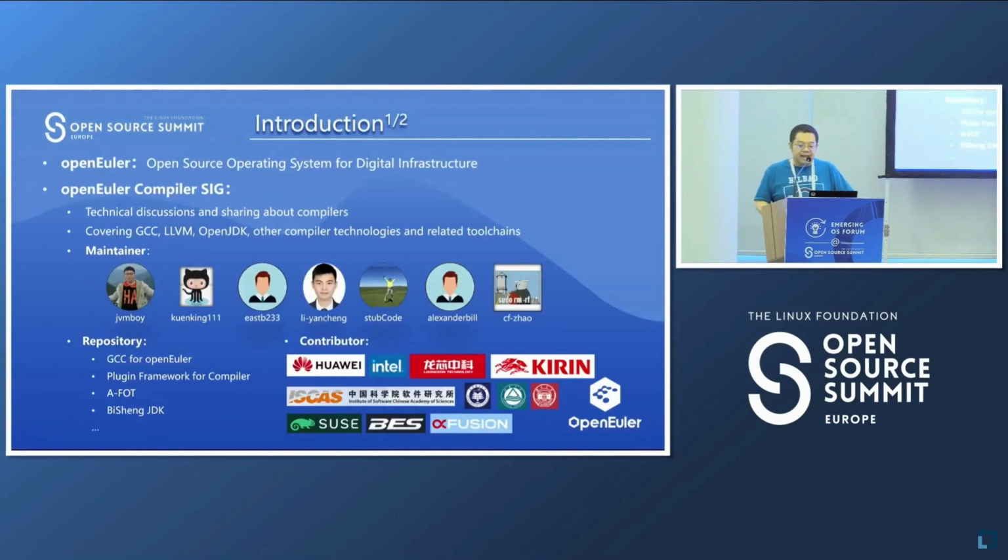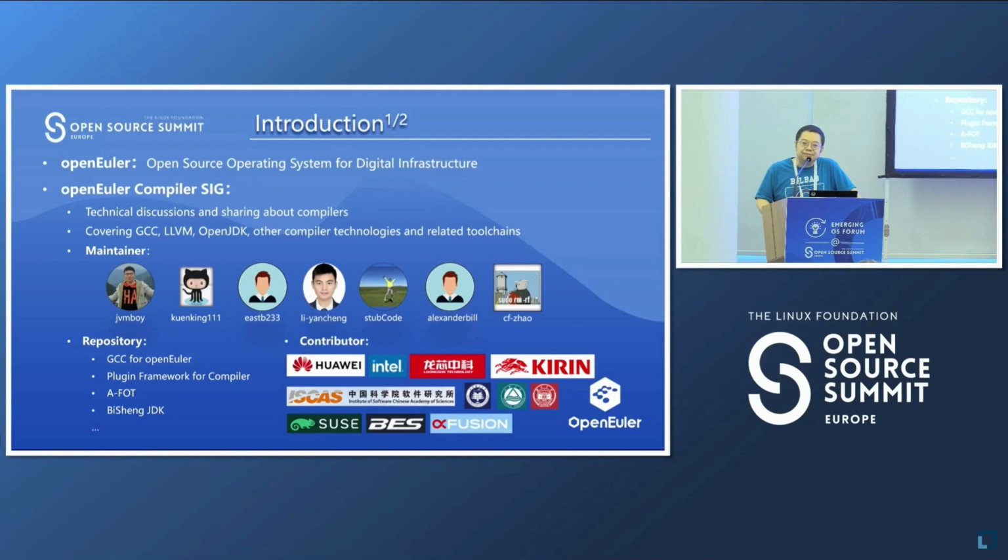Okay. At the beginning, let me introduce our organization a little bit. OpenOLA is an open source operating system for the digital infrastructure. As our chairman, Mr. Hu, introduced in the first day keynote, our OpenOLA operating system is part of the Open Atom Foundation. It belongs to the same organization as Open Harmony, but the mission is a little bit different. For OpenOLA, we try to be a base for the digital infrastructure.